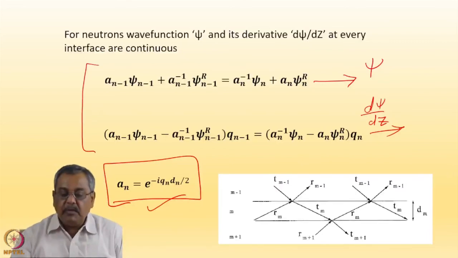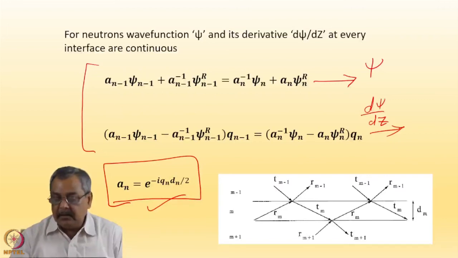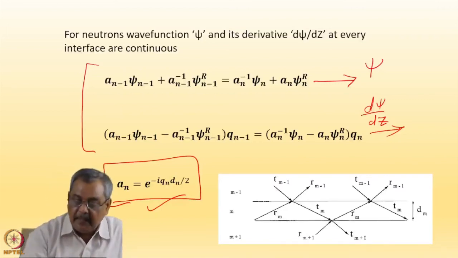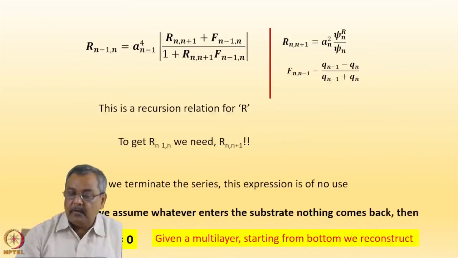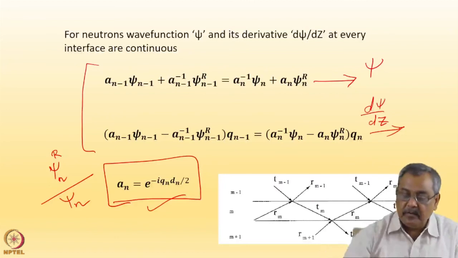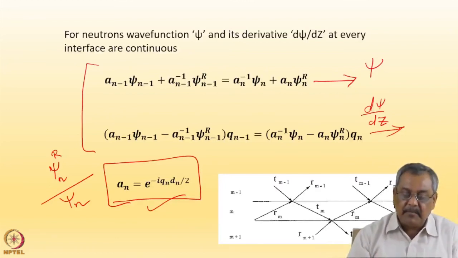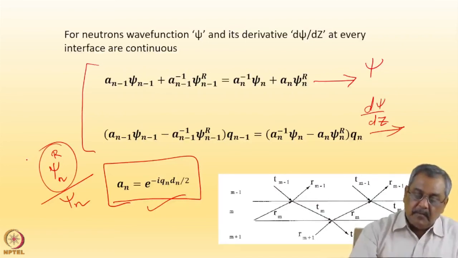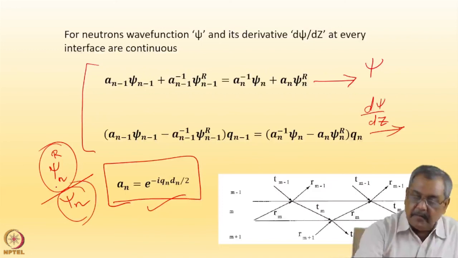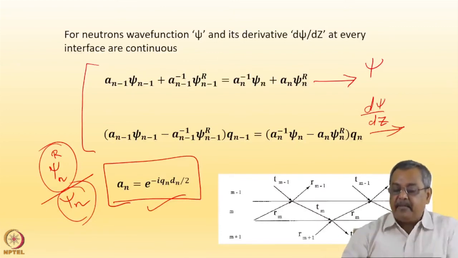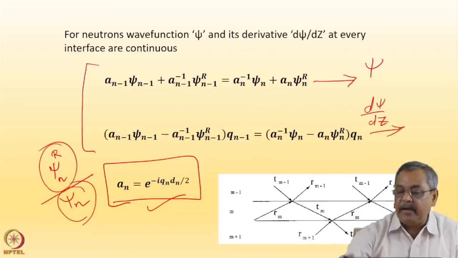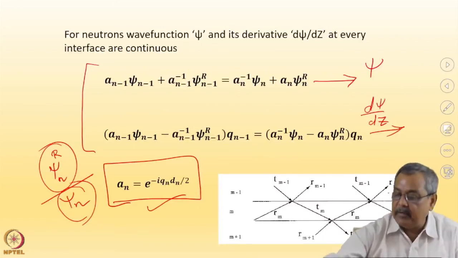Now I know that the reflectivity at the n minus 1 and nth interface is given by psi n r divided by psi n, which is there hidden in this equation. So now I have to solve these two equations to get psi n minus psi n r upon psi n. This is the incident, reflected, and this is the incident beam. That's what I did last time. So to solve these two equations, I have to just add and subtract them. I am not doing the algebra right here. Rather, the results are more interesting.